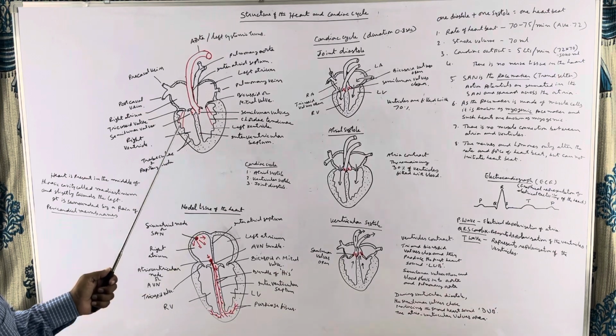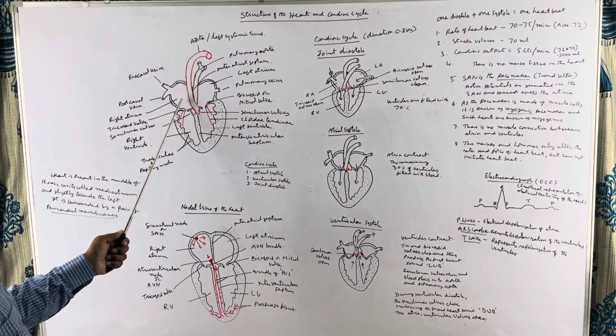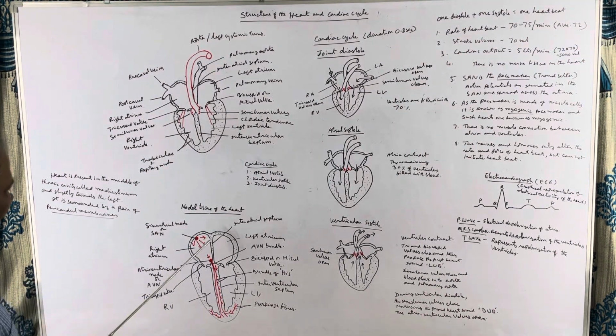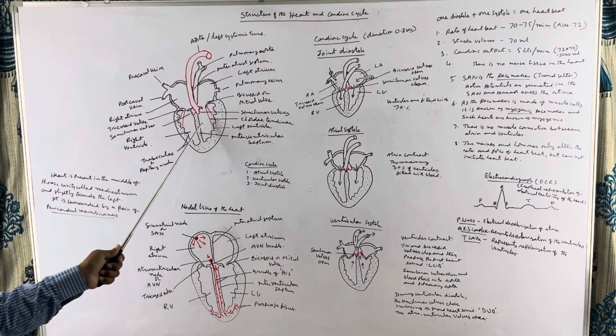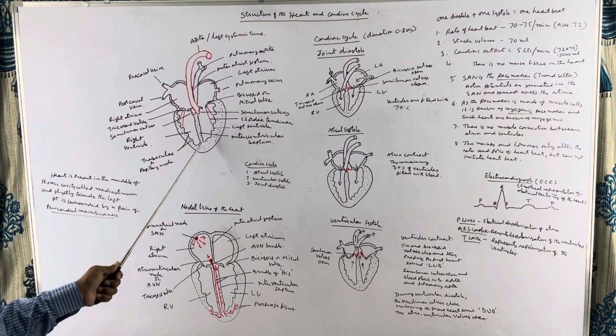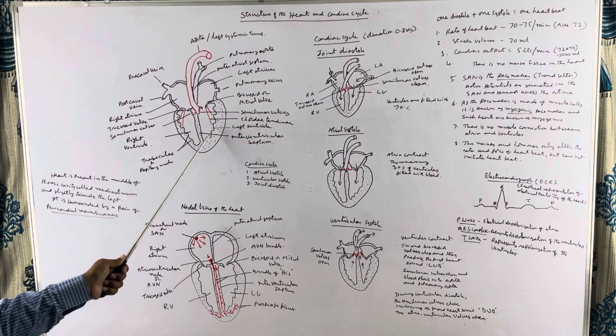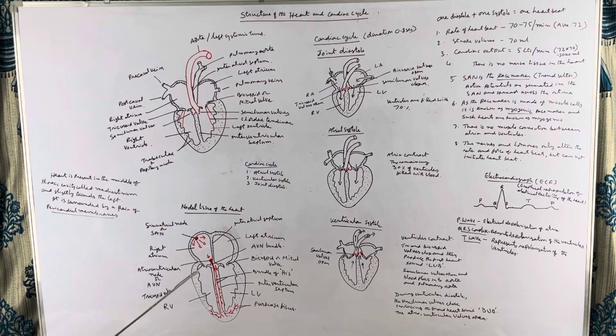Then, both the atria, here you can see clearly, are separated by a septum known as interatrial septum. Similarly, both the ventricles are also separated by a septum known as interventricular septum. Then, the atria and ventricles are separated by the atrioventricular septum.